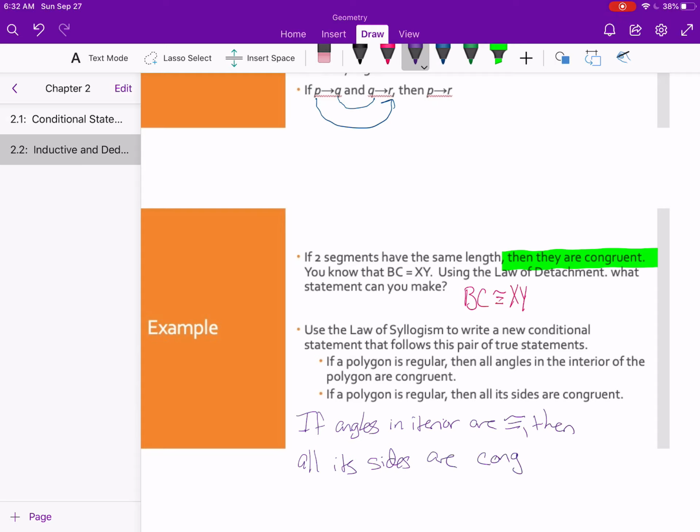So we're taking pieces from two different statements and we're kind of piecing them together. So remember, bottom line, inductive is using patterns and deductive is using rules.